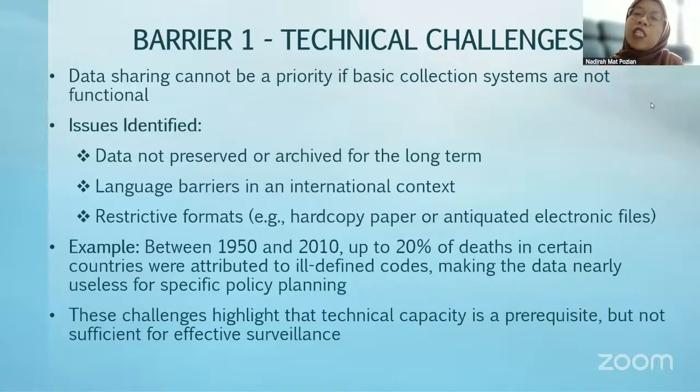So this is where transparency comes in. Sometimes different people or different departments assign different codes for similar things. And that's where the codes get jumbled up and we couldn't use the data, especially for policy planning. These challenges highlight that technical capacity is a prerequisite, but not sufficient, for effective surveillance. So we need to do something about the technical side first.